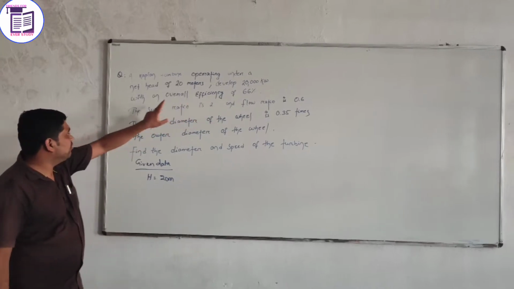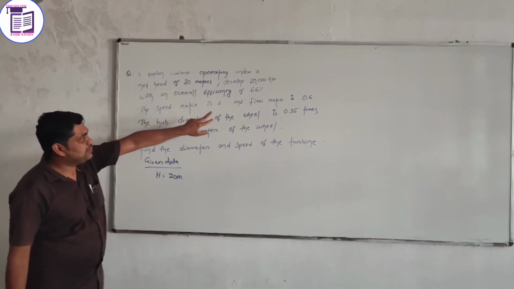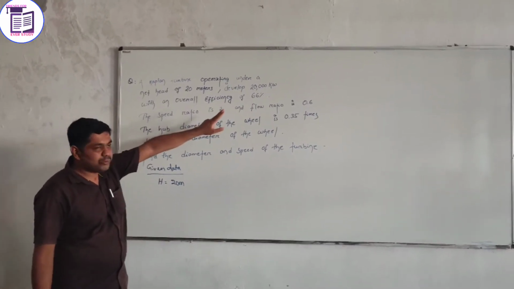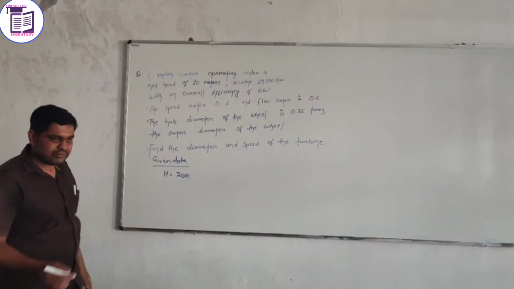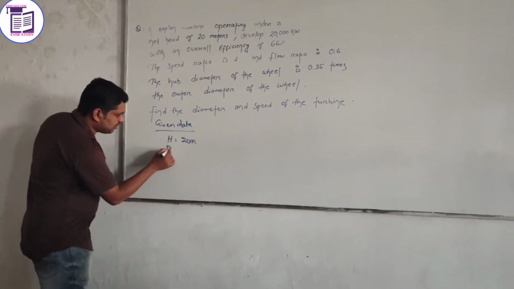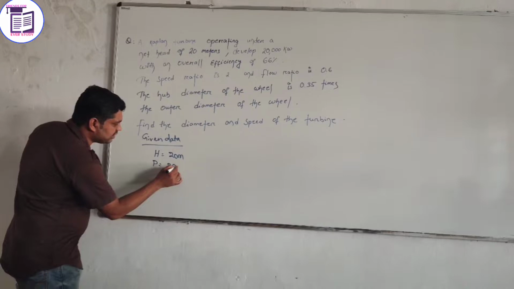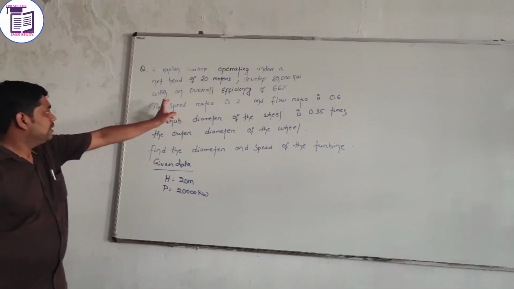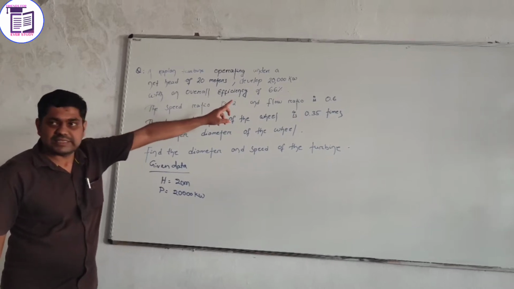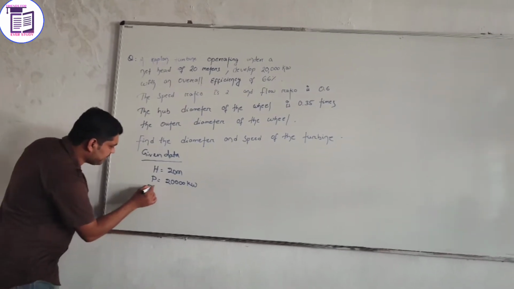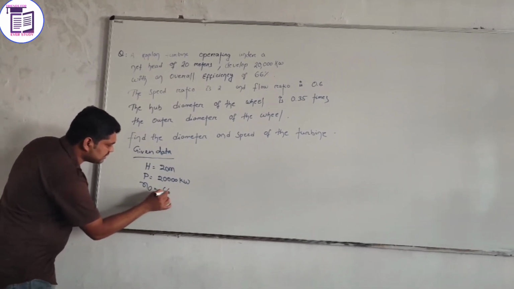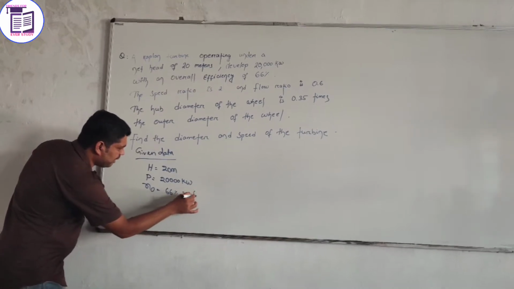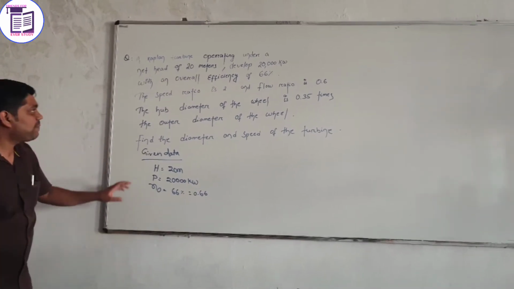Developing 20,000 kilowatts means the power developed is given, 20,000 kilowatts, with an overall efficiency of 66%. So the overall efficiency is given as 66%. Also you can write it divided by 100, that is 0.66.